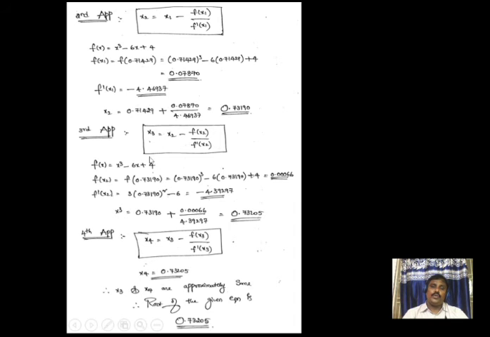If you want, you can stop at the third approximation, or you can go for the fourth approximation. Three approximations are enough for this, or if you want, you can do 4 or 5. So this is the problem on the Newton-Raphson method. Next I will go for the second problem.